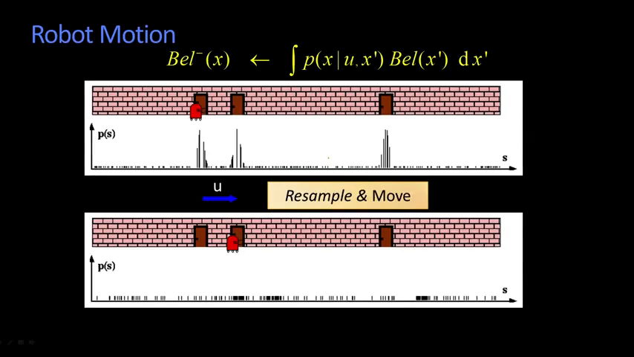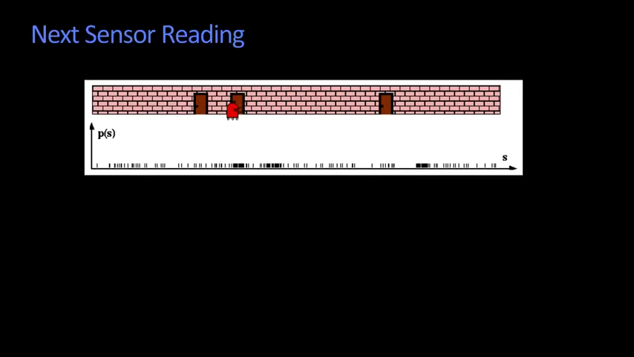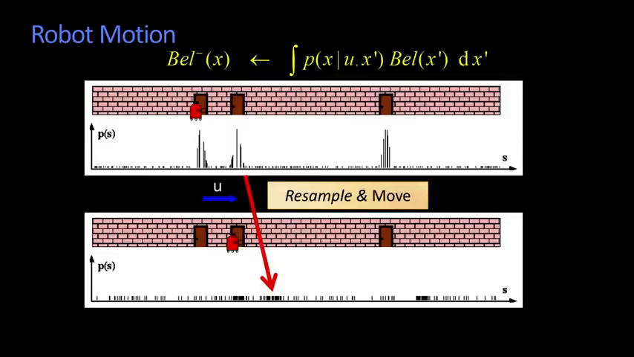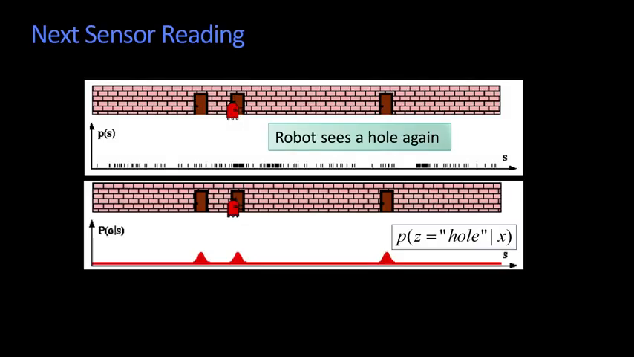Okay, so here you can see the resulting thing is we have a density that has been resampled, so there's a whole bunch of points, and shifted with a little uncertainty added in. Now I take another sensor reading. By the way, I just copied over the density on the bottom. That's the belief that the robot has. The robot sees another hole. So that means P of z given x is the same thing I had before, because I got the same reading I had before. I saw a hole.